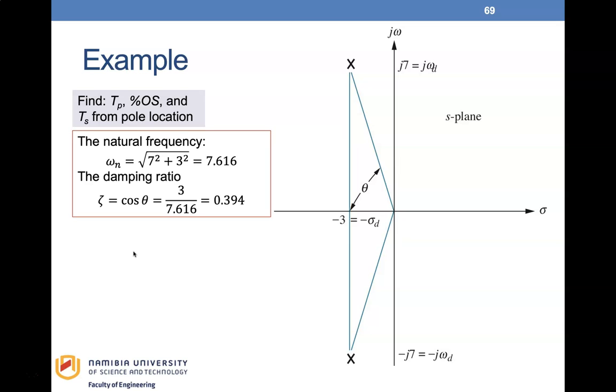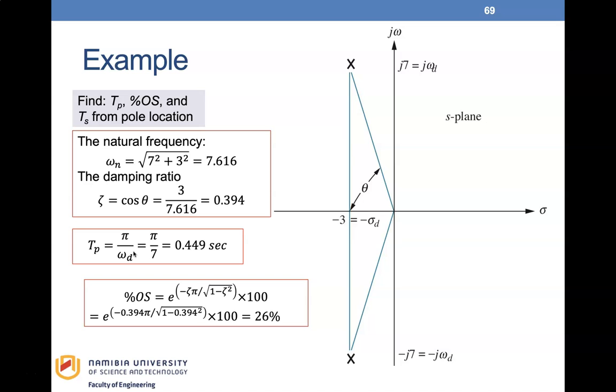This gives us 7.616. We can then compute zeta as cos theta, which is 3 over 7.616. This gives us 0.394. We can clearly see that this is a case of an underdamped system. From here, we will just apply the equations for the specifications to find the desired quantities. Therefore, the peak time is pi over omega subscript d, which gives us pi over 7. This gives us 0.449 seconds.